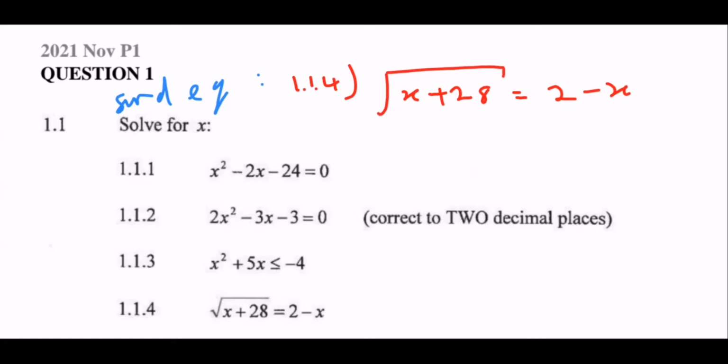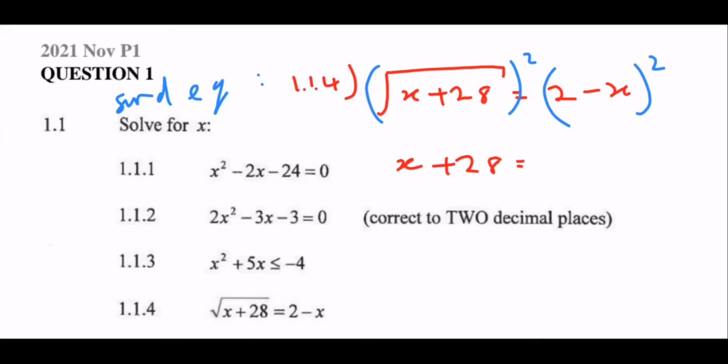To solve surd equations, my first step is always to make sure the square root is all on its own. So I say isolate the square root. Once it's on its own, you can square both sides to get rid of it, because the opposite of a square root is a square. So if you square, it cancels with the square root, which means you're just left with x plus 28 on the one side. On the other side, we are going to square that out.